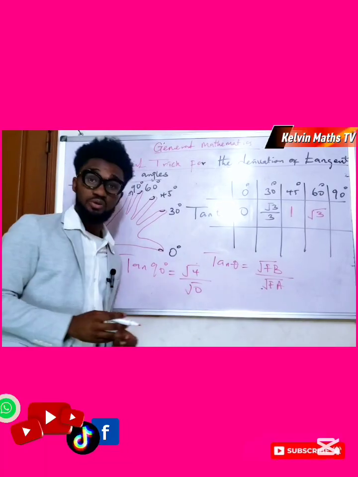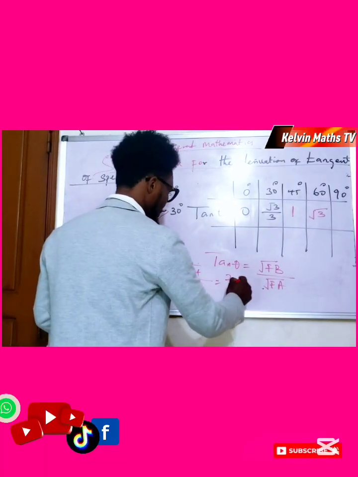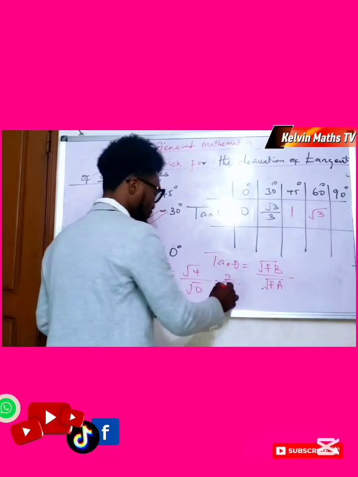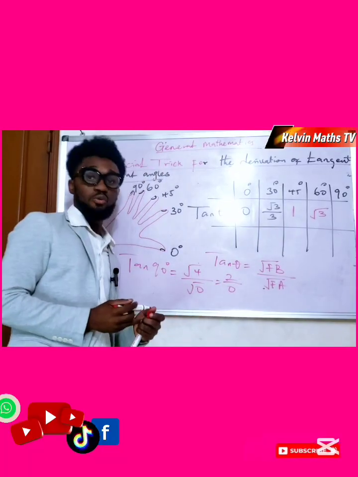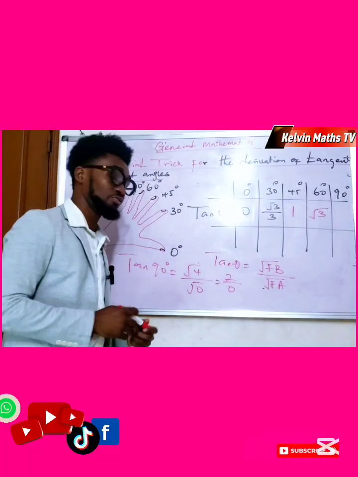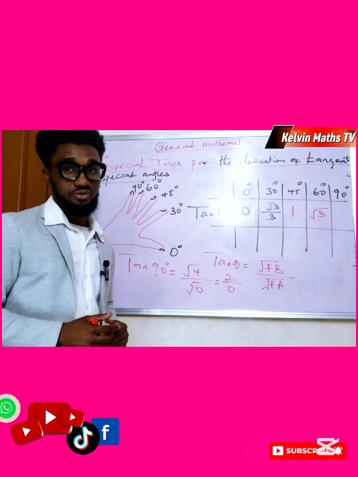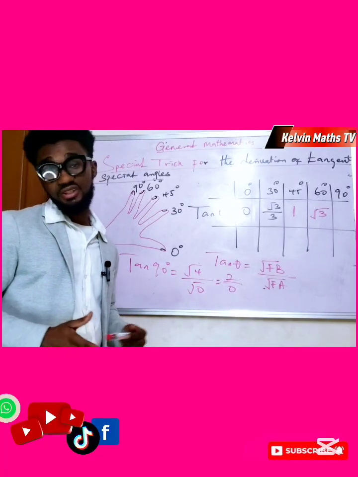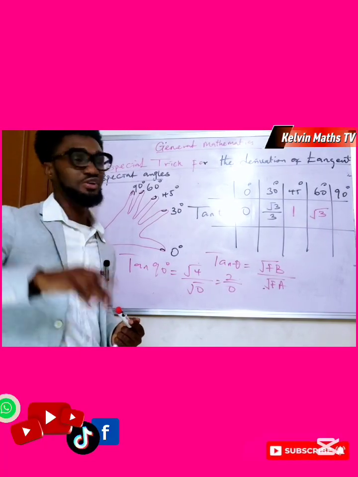And of course, what is the square root of 4? Square root of 4 is 2. And what is the square root of 0? The square root of 0 is 0. Therefore, we are having an undefined fraction because 2 over 0 is undefined. So that means the tangent of 90 degrees is undefined by derivation.